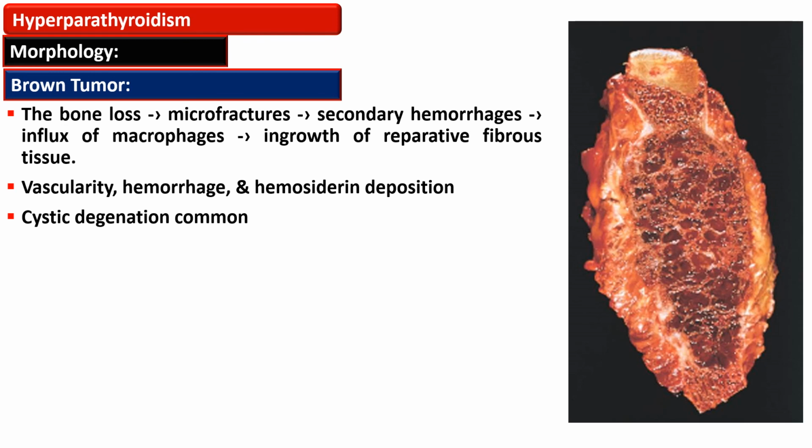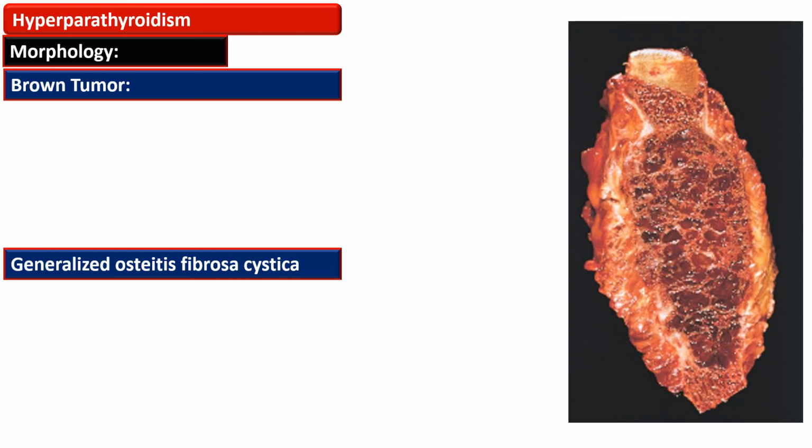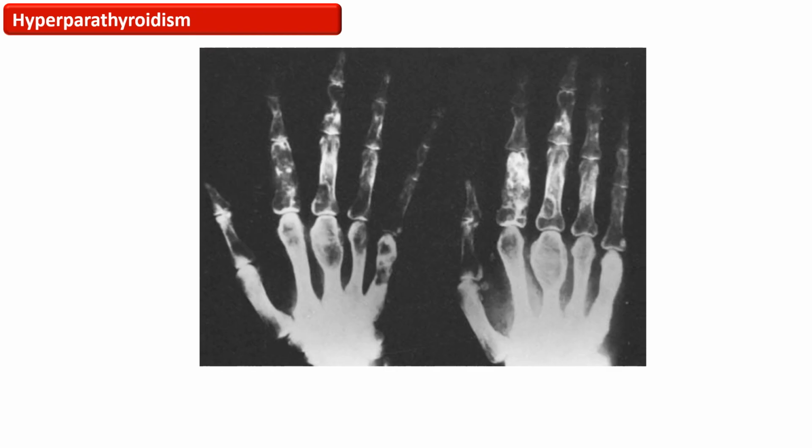So due to this gross, morphologic picture, it is termed as brown tumor, while the severe form of this disease is termed as osteitis fibrosa cystica, that is also named as von Recklinghausen disease of the bone or severe hyperparathyroidism. It has the combined picture of increased bone cell activity, peritrabecular fibrosis, and cystic brown tumors. This radiograph of the hands is showing bulbous swelling of the small bones of the hand, along with cavity formation, and these are giving a clue to the bone resorption.